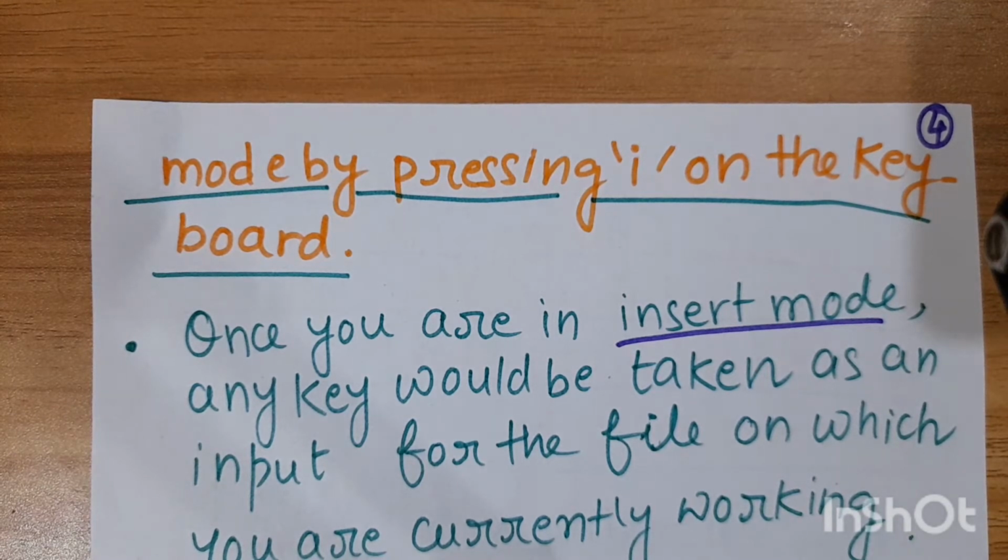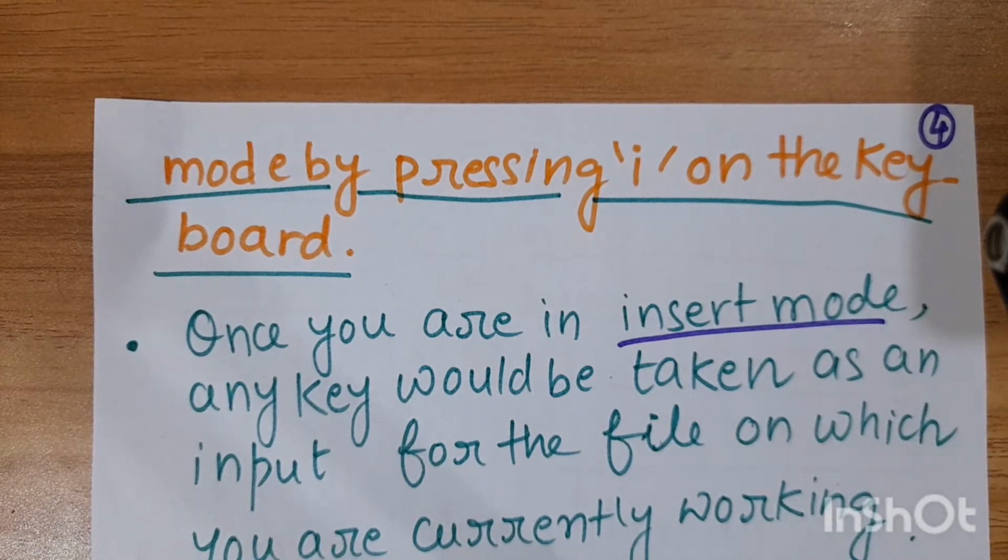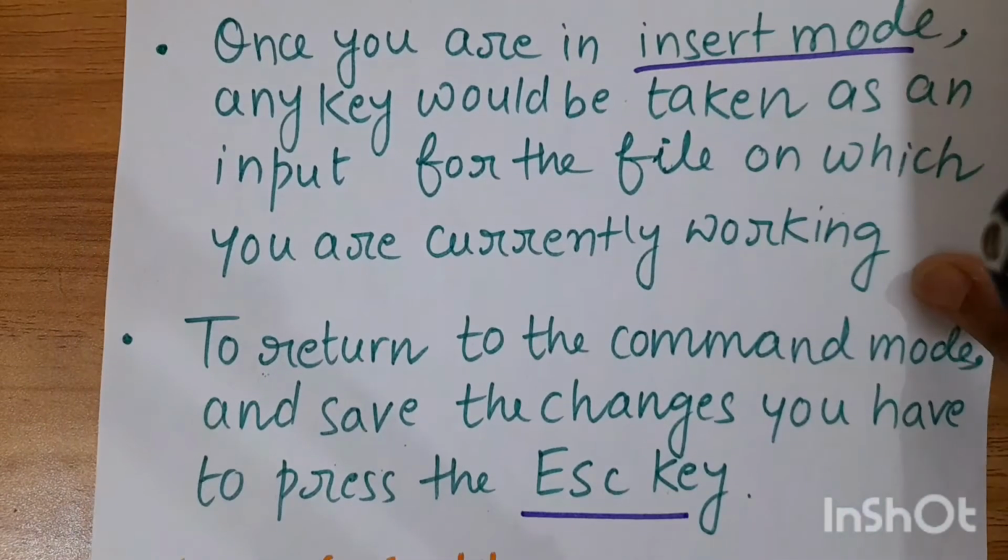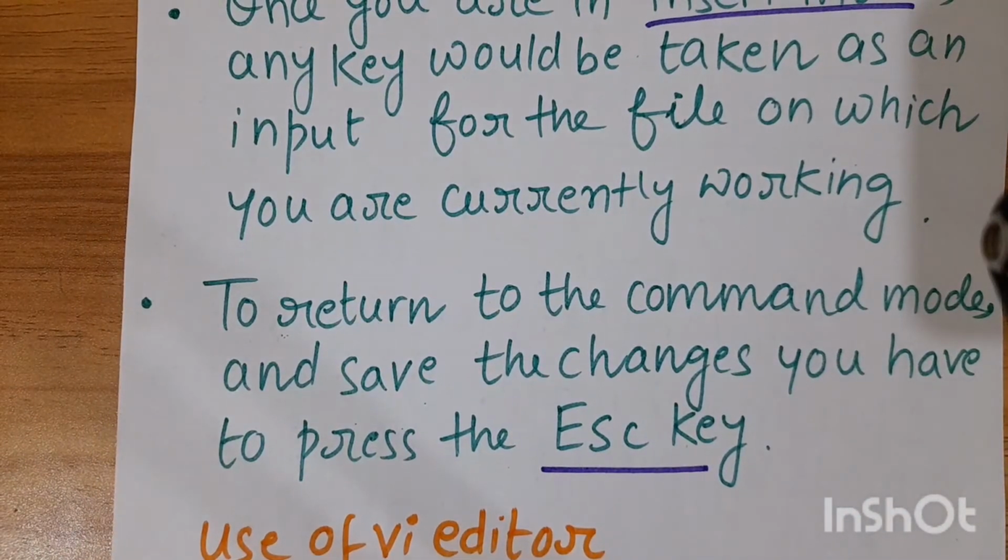Once you are in insert mode, we are writing content in the file. Whatever we type from the keyboard would be taken as the input of the file. In order to return to the command mode and save the changes you have done to the file, first of all, you will press the escape key. Once you press the escape key, from the writing mode, you will move to the command mode.